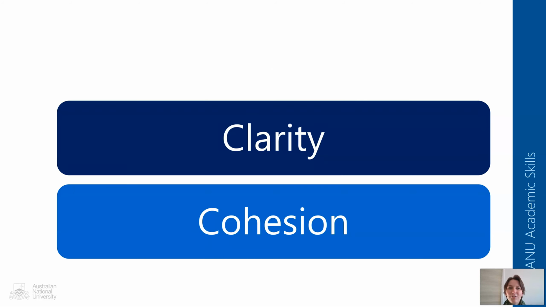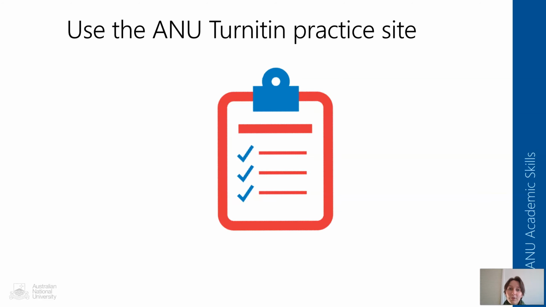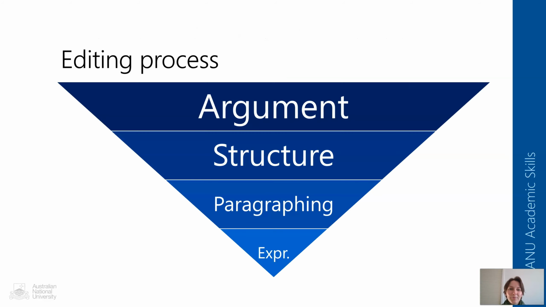So when you're editing for expression, look for clarity and cohesion, and also for academic integrity, use the Turnitin practice site before you submit your essay. Use the practice site to get a sense of whether you have paraphrased effectively, and on the Turnitin practice site there are examples in the writing and referencing resources to help you. So finally, just remember, edit in stages. First of all, tackle the hard stuff, tackle the argument and the structure, then move on to the details to do with paragraphing and expression.